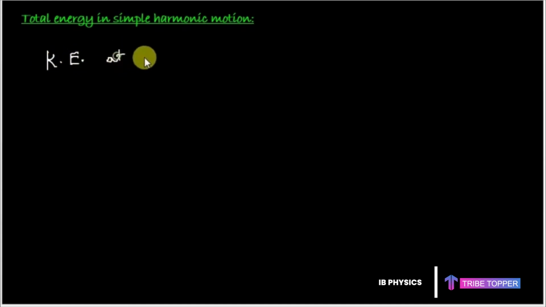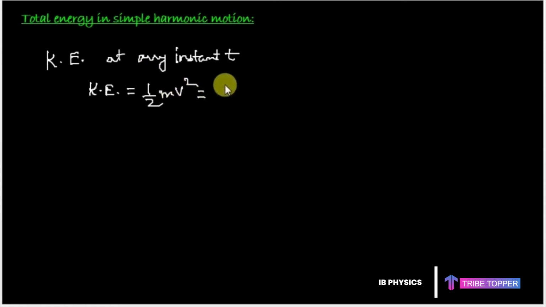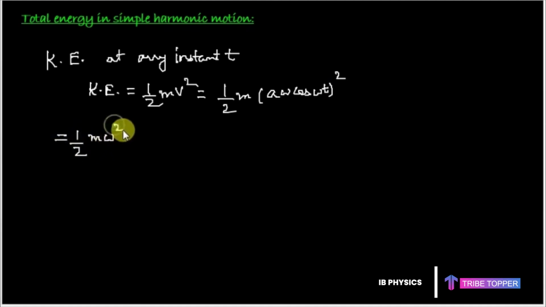So kinetic energy at any instant t would be given as kinetic energy is equal to half mv square, and we have already calculated the expression for velocity. So at any instant velocity is equal to a omega cos omega t. So just square this up and we get it as half m omega square into a square cos square omega t. We can write this, and also we can write it as half m omega square into a square.